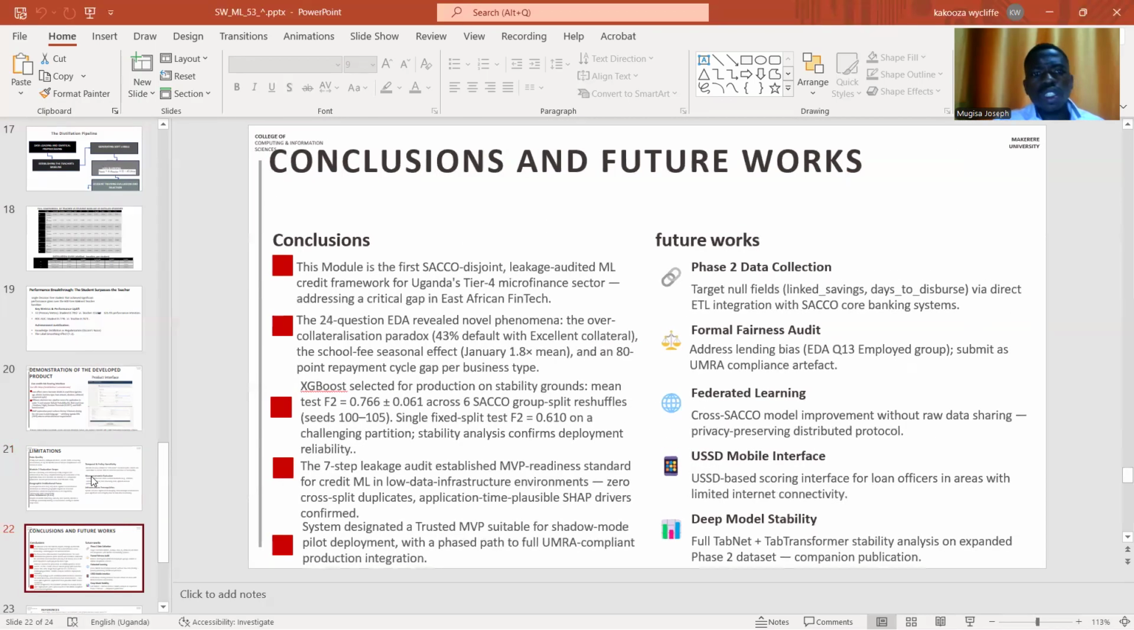So in conclusion, this is the first disjoint leakage-audited model that we have in Uganda, and these are the things that our EDA reveals, that the loans that are marked as excellent, I mean collaterals that are marked as excellent, are actually the ones that default the most. And in our future work, we intend to do further data collection to resolve those null columns and also do the neural network models and their performance. We intend to put in the USSD.